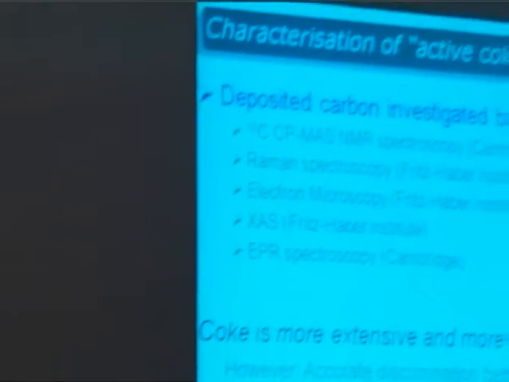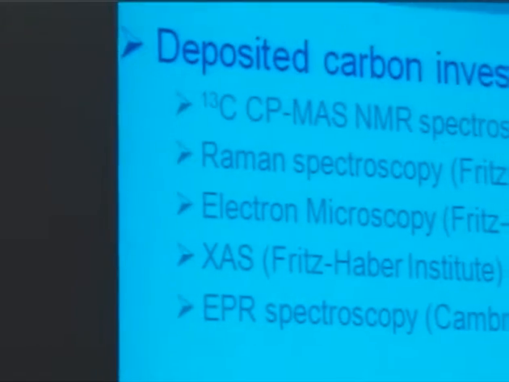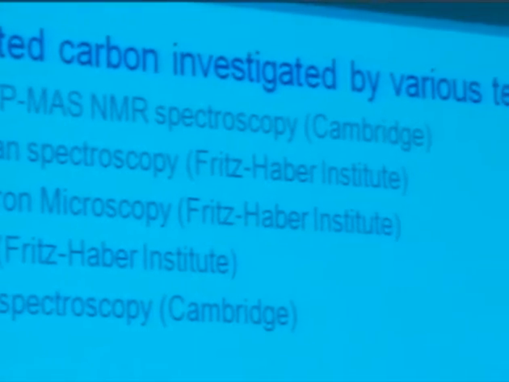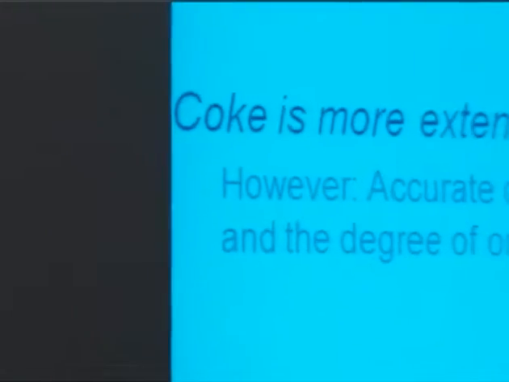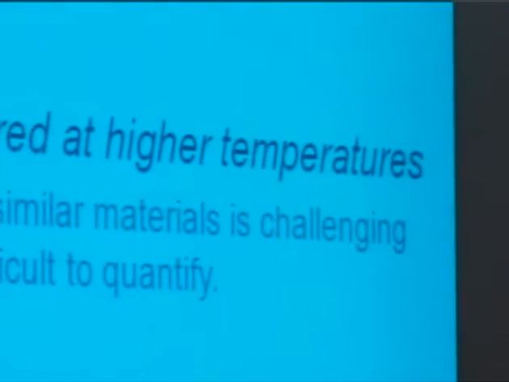Another key point to note here is that we do need a catalyst in this system. If we don't have any catalyst, we don't see any gas phase reaction going on, even at the 700 degrees Celsius. So we seem to have identified that we have this, what I'm terming here, active coke. So obviously, we want to actually characterize this material. So we've done that using various techniques, both at Cambridge and at the Fritz Haber Institute in Berlin. And what we see there, common conclusion from all these techniques, is that the coke that forms at the higher reaction temperatures is much more extensive and more highly ordered than the coke that forms at the lower reaction temperatures.